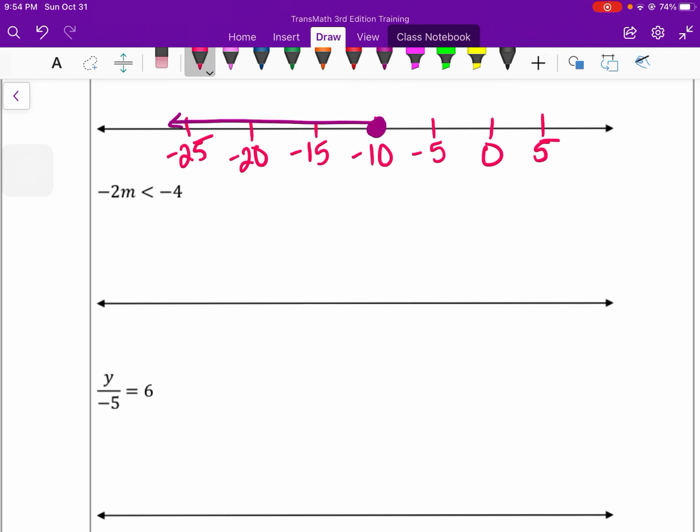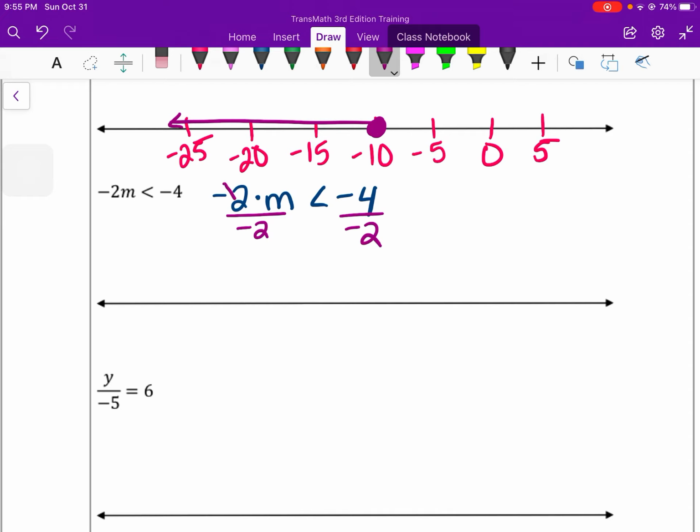Okay, negative 2m less than negative 4. That means negative 2 times m less than negative 4. So whenever I have a variable next to a coefficient like that, that means multiplication. The inverse of multiplying by negative 2 is to divide by negative 2. So I'm going to divide both sides by negative 2.